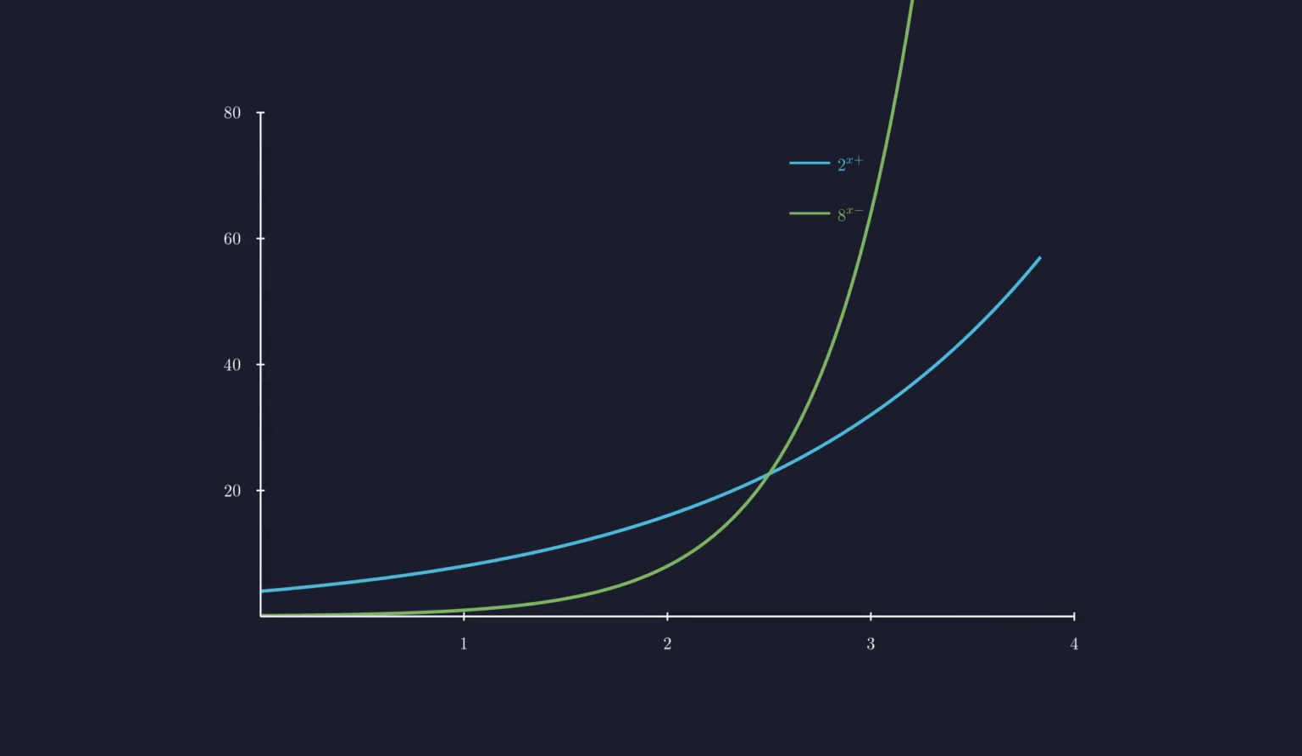Setting up our coordinate system. Blue is 2 to the x plus 2. Green is 8 to the x minus 1. Both grow exponentially. They intersect at exactly x equals 5 halves. Perfect match. This intersection point confirms our algebraic solution.